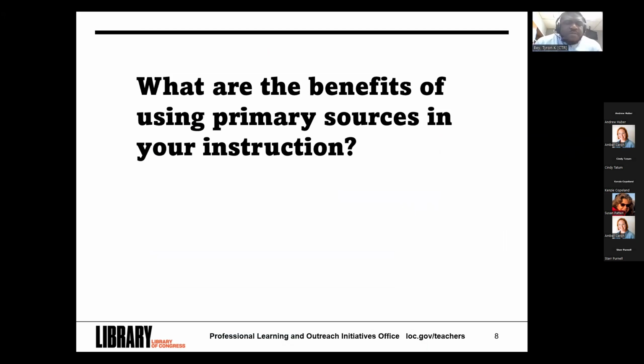Now, what are the benefits of using primary sources in your instruction? I personally believe that the benefit of using primary sources in your instruction is that the source itself becomes the lecture point. A student wouldn't have to say that a teacher is kind of forcing them to believe a particular thing or see it from the teacher's point of view. All we're doing is looking at the source.